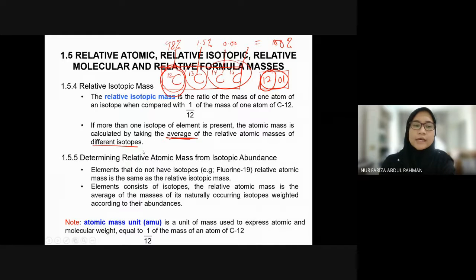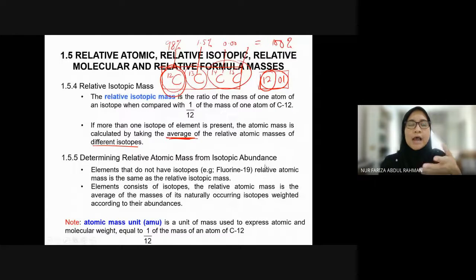Okay, moving on, determining relative atomic mass from isotopic abundance. How do we determine the mass from the isotopic abundance? Like I said just now, abundance means how much of the isotope is available or present in the world.